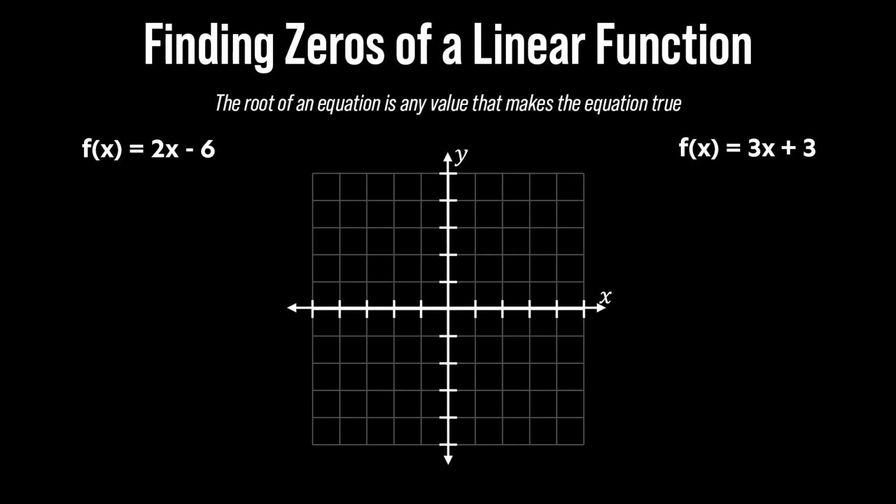Today we're going to learn about finding zeros of a linear function. A linear function is a graph that can be represented by a line. The simplest linear function is the function f of x is equal to x.